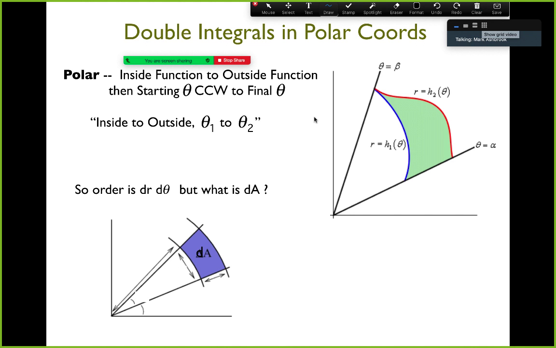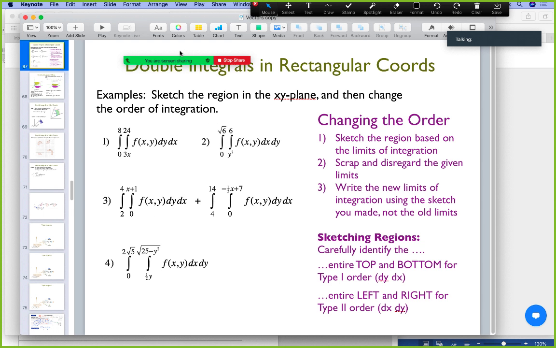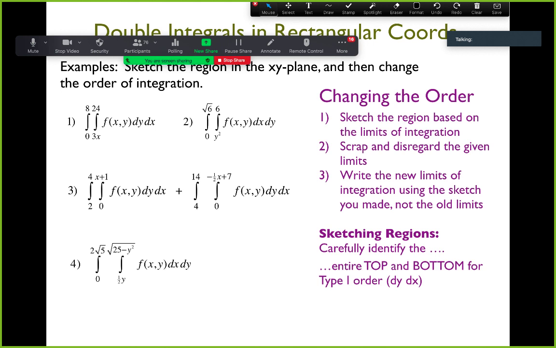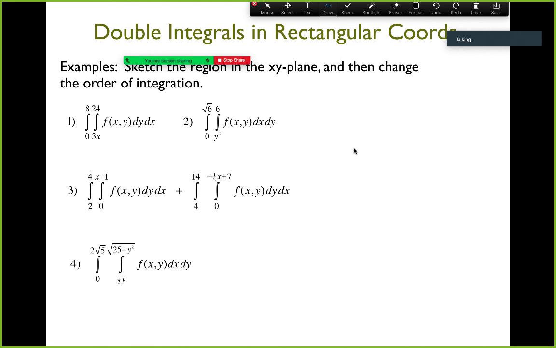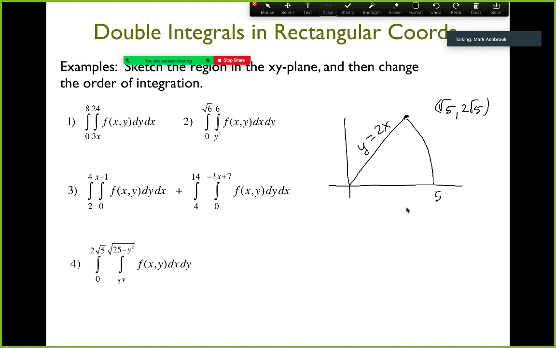Okay. So let's go back to this one that we were doing. We had the region. This point was radical 5, 2 radical 5. This was the line y equals 2x, and this is x squared plus y squared equals 25. So now I want to set this up in polar. Again, we're not going to look at the previous limits and try to figure out what the polar limits are. We're going to use the drawing, the image of the region, to get the limits.